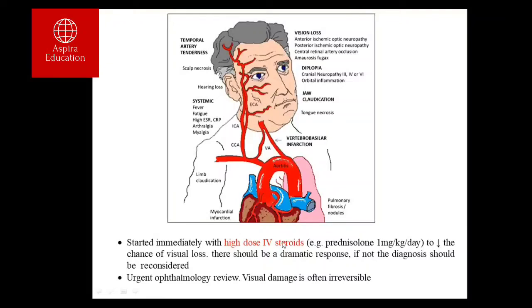So urgent ophthalmology review is required, and visual damage is often irreversible. If you're doubtful about the diagnosis, you can do a temporal artery biopsy, but do not wait for the confirmation. Always start them on steroid at the earliest, because once the visual loss sets in, it is usually irreversible.